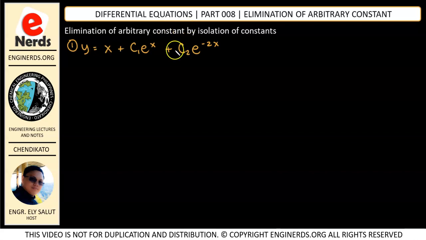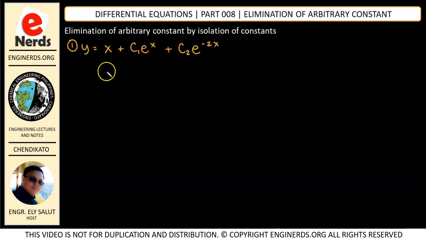And we're still going to solve another problem in elimination of arbitrary constant by isolation of constant. So this is actually the second part of our discussion about elimination by isolation of constant. So we will try to solve several problems and we will start with this one.